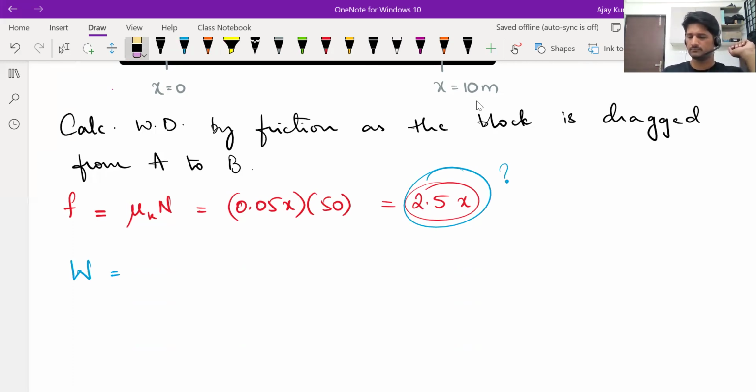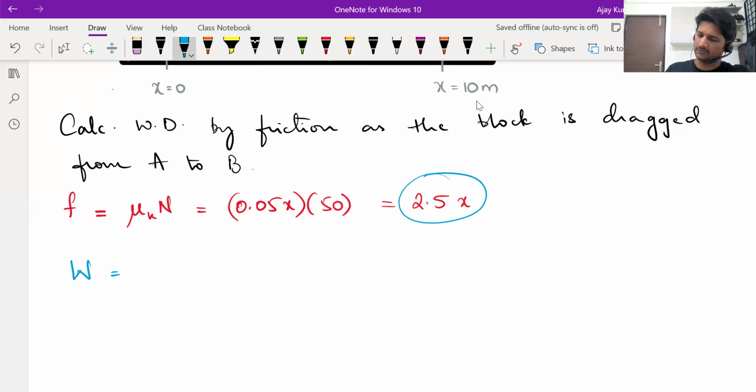Sir, friction. Is it constant or variable? Sir, friction will be variable. What did you say? It will be variable. And what does it vary depending on? Sir, x value. The x coordinate of the object. Correct. The force here is a variable force.